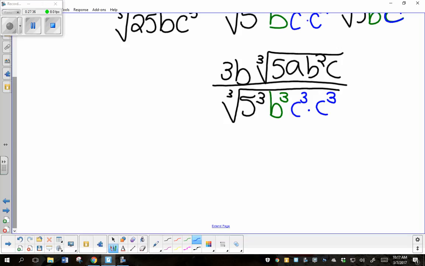So now let's start thinking about what can come out on the bottom. Okay, so I'm going to rewrite the top the same.